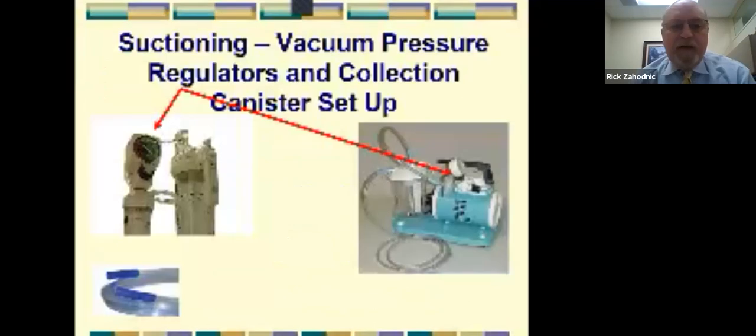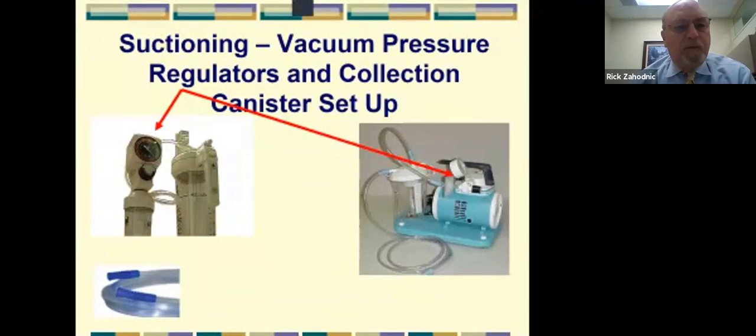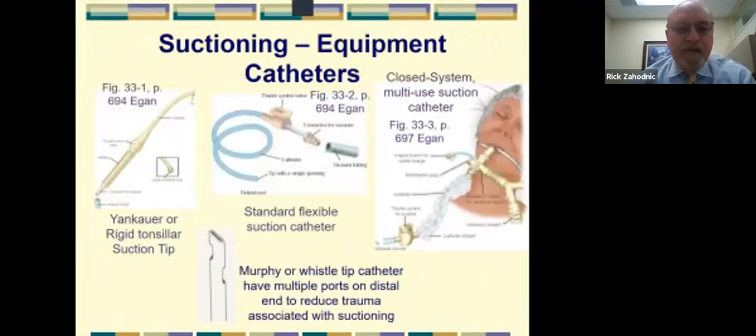So here's a regulator that is there. You can see the one on the left is what we would find in the ICU. The one on the right is a portable unit, but they both have the ability to regulate the vacuum that is being applied. And then there's collection tubing and a collection canister. Here are my canisters and my connecting hose.